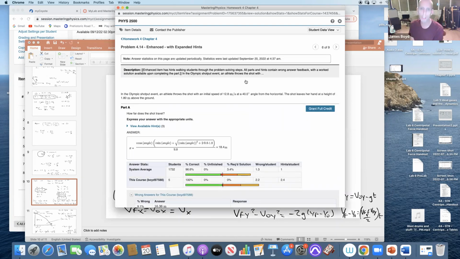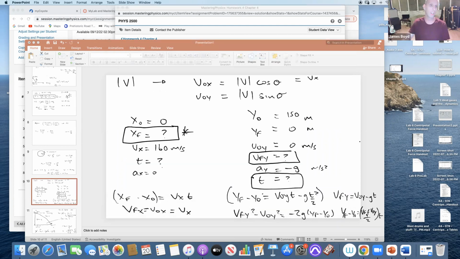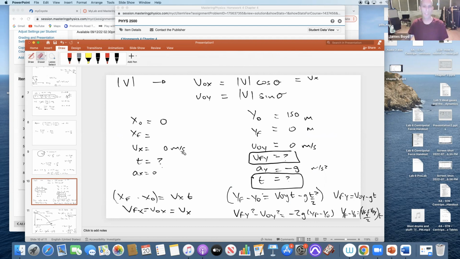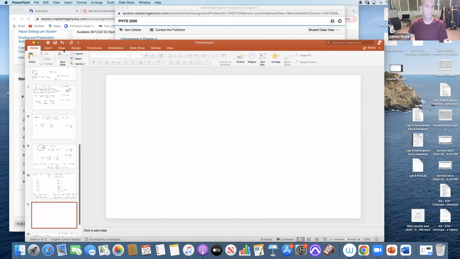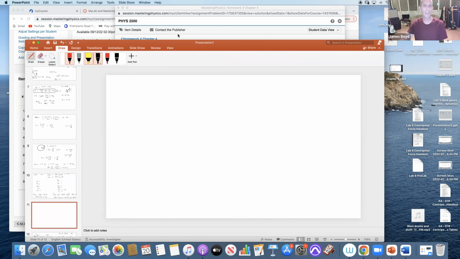Shot put. An athlete throws a shot with an initial speed at an initial angle and at a height that is not 0. So I am going to actually cheat a little here, erase all of this stuff, and reuse this board for the following problem. So let's draw a picture here.